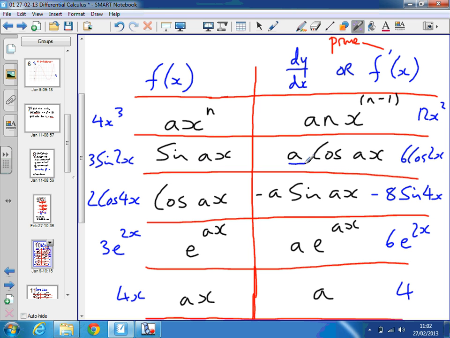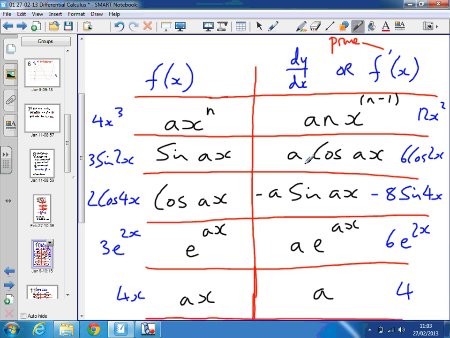How these rules are arrived at, the first one, the second one, and all the others, can be derived from first principles. And in the book, it goes through calculus from first principles to arrive at these rules. But once you've done that, there's no need to go through the first principles every time. You just use the rules. So we're not going to worry too much about deriving from first principles. We're just going to use the rules.